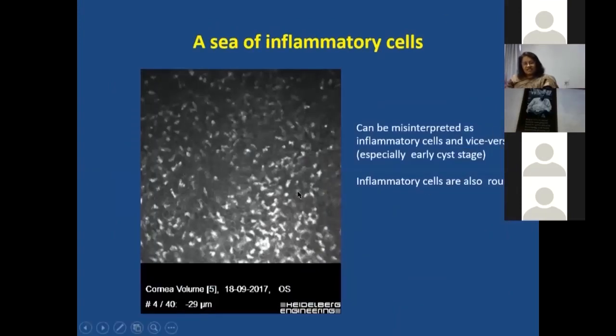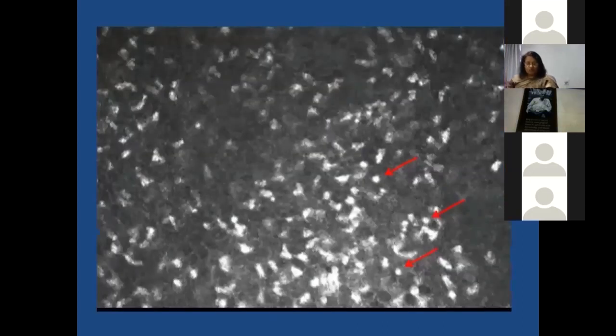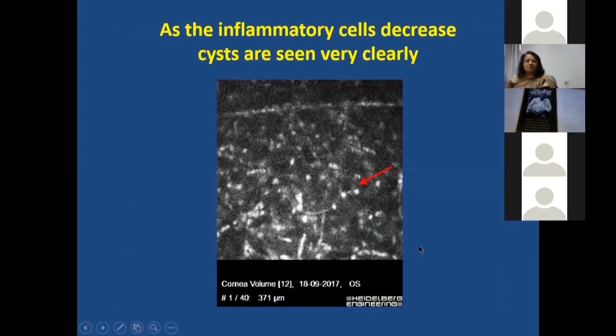Inflammatory cells as well as the early stage of the acanthamoeba are difficult to differentiate because both are round. So what do you do in such situations? What you can do is magnify, blow it up a little bit, then you can see the cyst wall a little better. Move away from the area of the inflammatory cells; as the inflammatory cells keep receding, you can see the acanthamoeba cyst a little bit better.